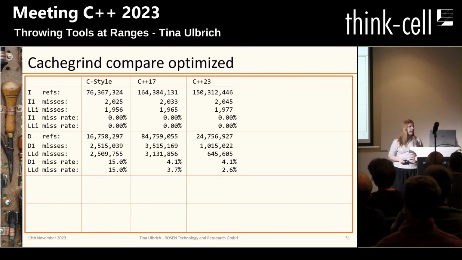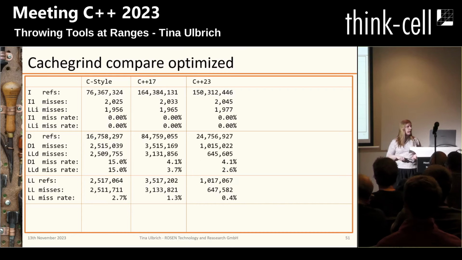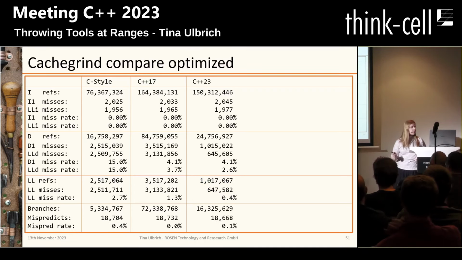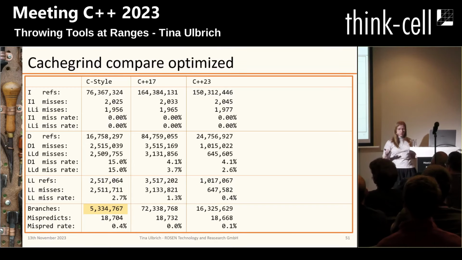So for the data refs, C-style creates the least data refs, but percentage-wise, C++23 wins with the lowest numbers overall. Also, for last level cache, we do the least work in C++23. And for branches, the simplest program from the computer's view is the C-style version. But again, this does not have to be a problem.